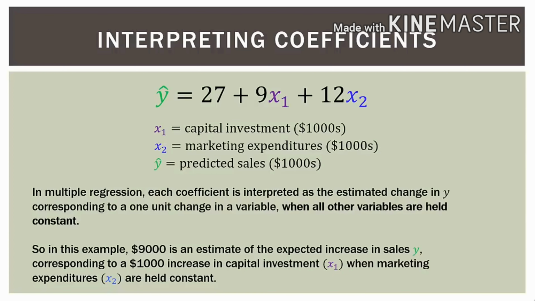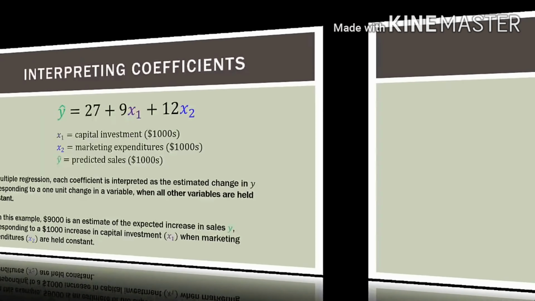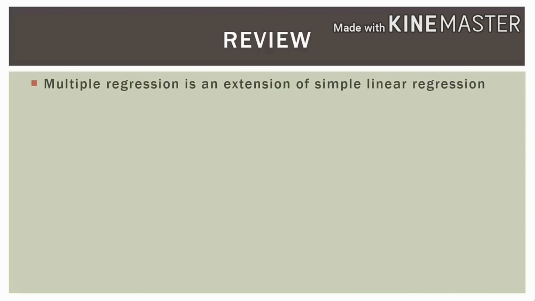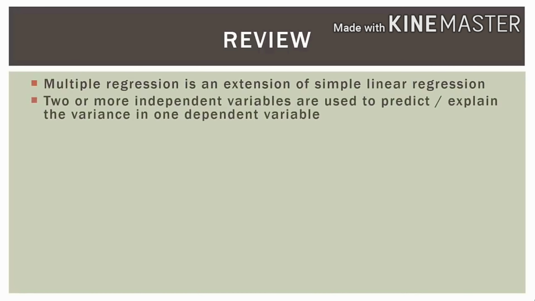And again, we'll be doing this more in future videos, so we'll get some practice at it, but that's the basic idea of how we interpret coefficients in our multiple regression equation. So let's go ahead and do a quick review, and then we'll be done with this first video. Multiple regression is an extension of simple linear regression. Two or more independent variables are used to predict or explain the variance in one dependent variable.